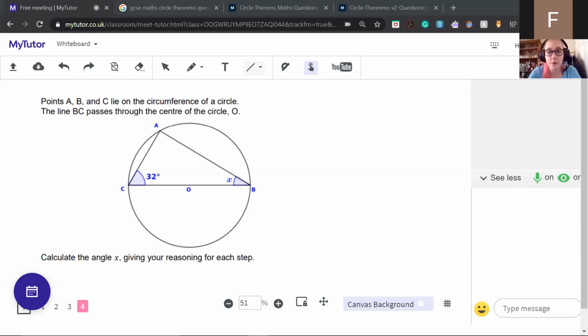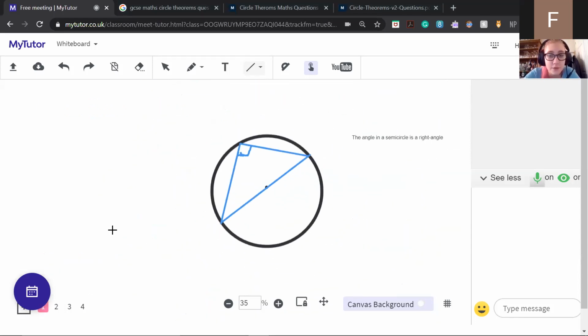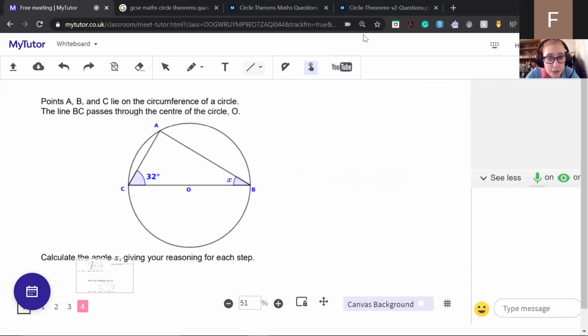Okay, perfect. Quite a few people have got it now, so I'm going to go through this one. One step is a circle theorem. The other step is something that we know about triangles. The first thing we're going to use is this circle theorem: the angle in a semicircle is a right angle. If we have a diameter and we join it to the edge, it forms a right angle for us. We have a diameter, we've joined it to the edge at this point A, therefore this is a right angle.